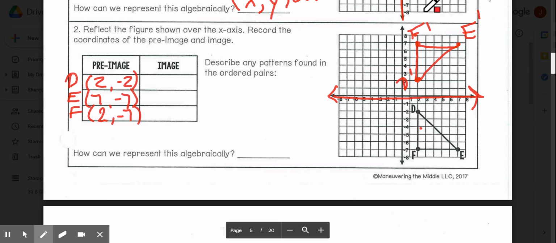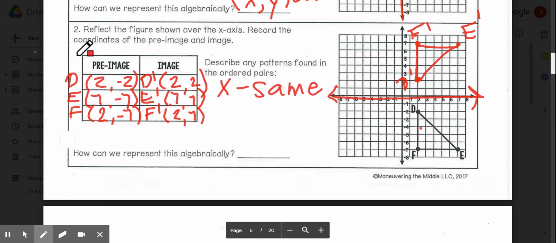In our image, in the reflected triangle, we have D prime, E prime, and F prime. D prime is at the point 2, 2. E prime is at the point 7, 7. And F prime is at the point 2, 7. So here for this one, when we go to describe the pattern, our x values stayed the same.